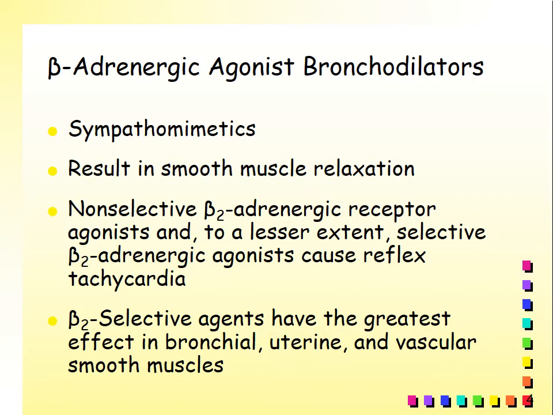Adrenergic agonist bronchodilators. These are sympathomimetics, that is to say they trigger the action of the sympathetic nervous system, and this results in smooth muscle relaxation. Non-selective beta-2 adrenergic receptor agonists, and to a lesser degree selective beta-2 adrenergic agonists, also have effects in other parts of the body, and they cause reflex tachycardia. Beta-2 selective agents have the greatest effect on bronchial, uterine, and vascular smooth muscles.